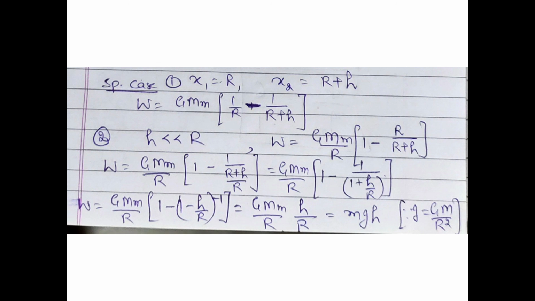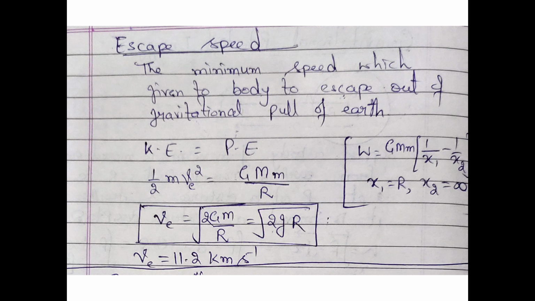So W will be equal to GMm upon R (1 minus R by R plus h). So use the steps and put the value of g, small g is equal to capital GM by R square. You will get work or potential energy is equal to mgh.